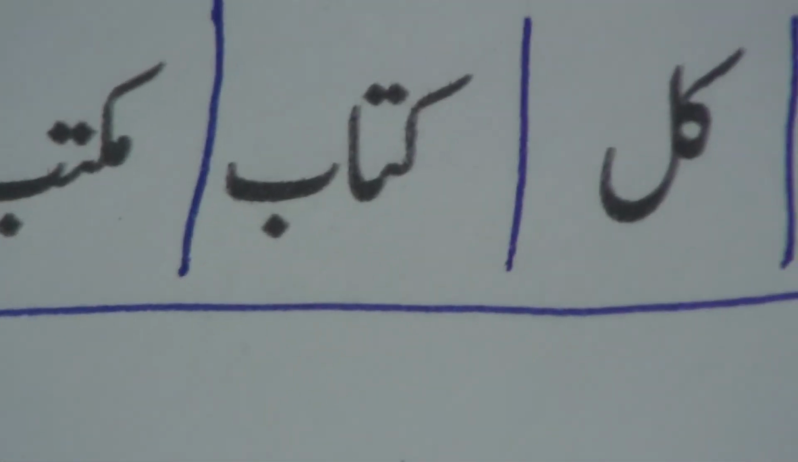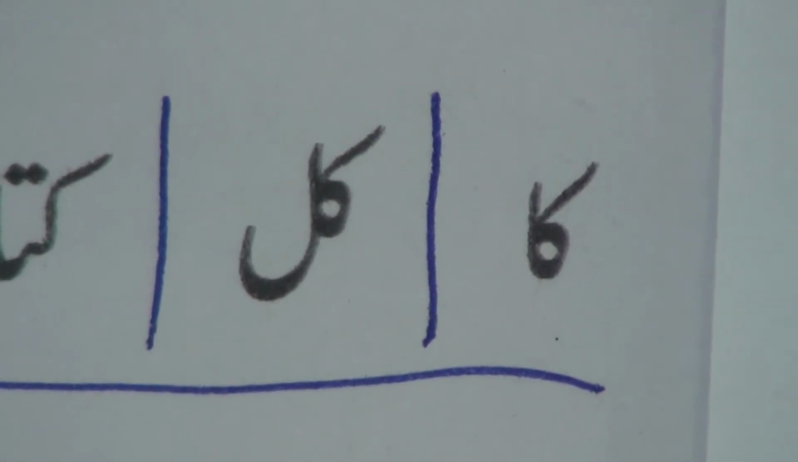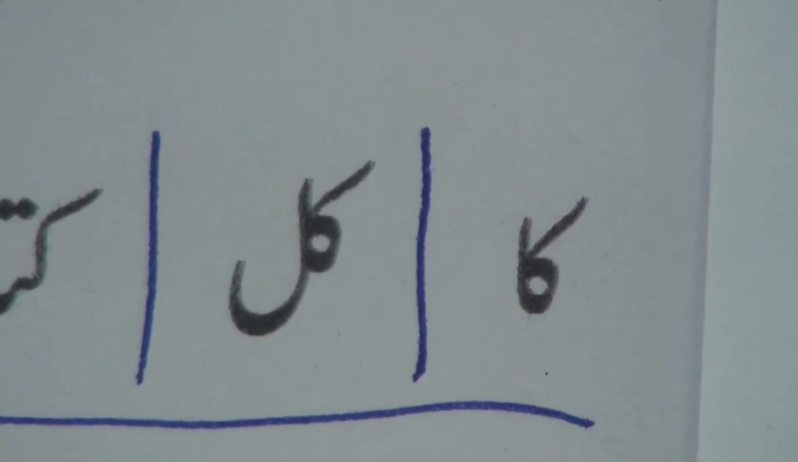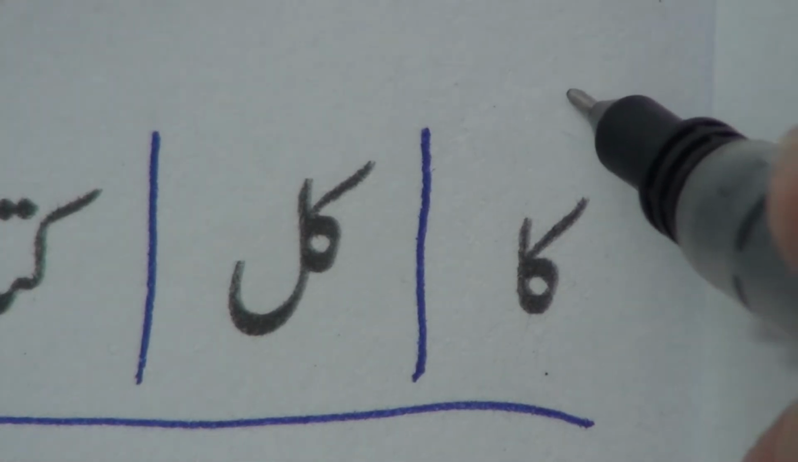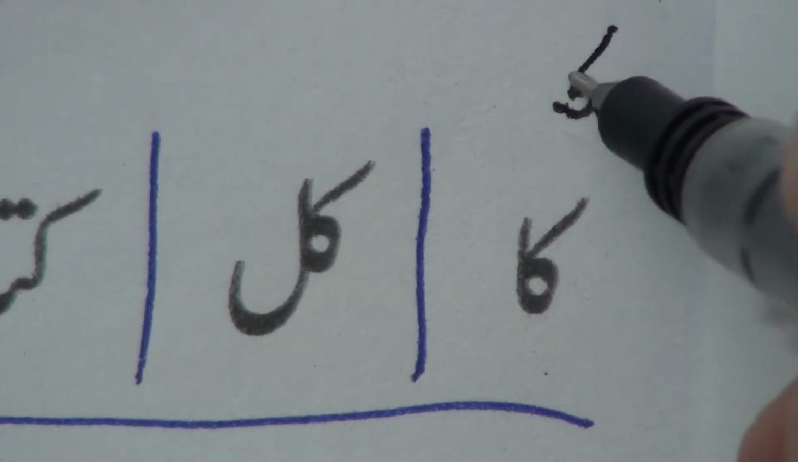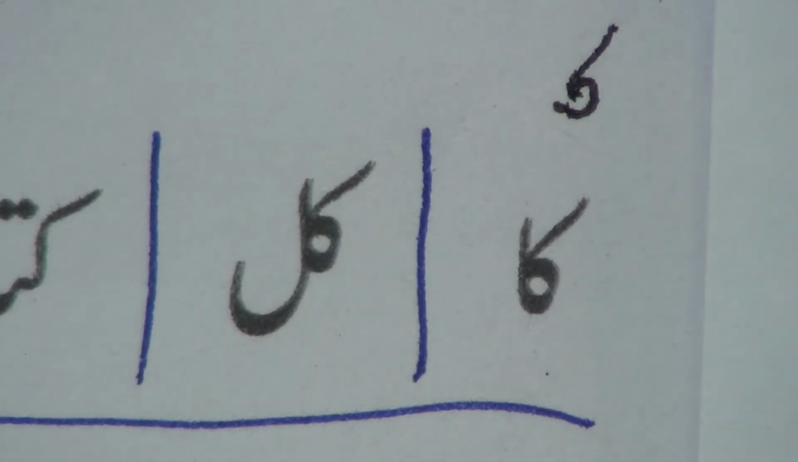Kaf. The letter kaf has several shapes. When it is joined to alif or lam, its shape is like this. Kaf, alif, ka. Ka means of.